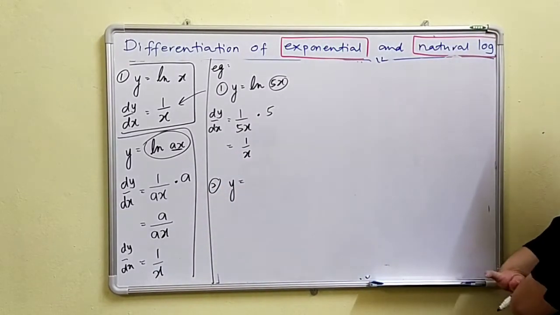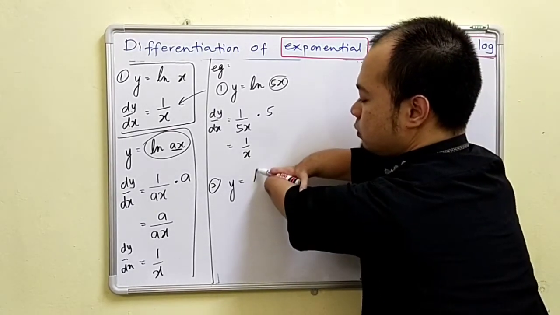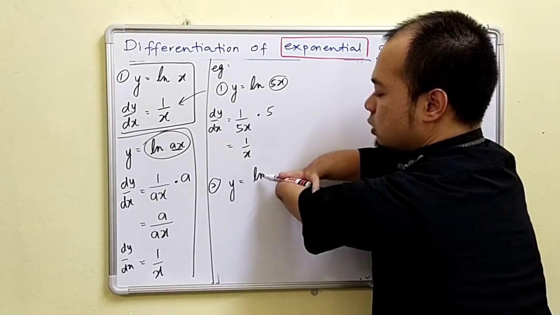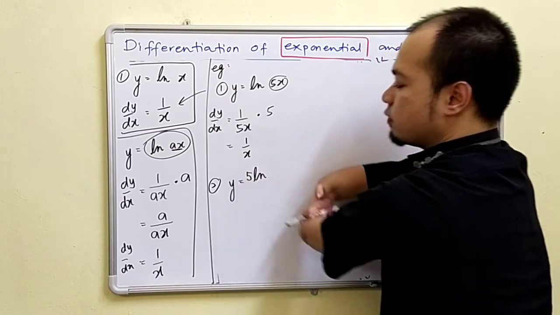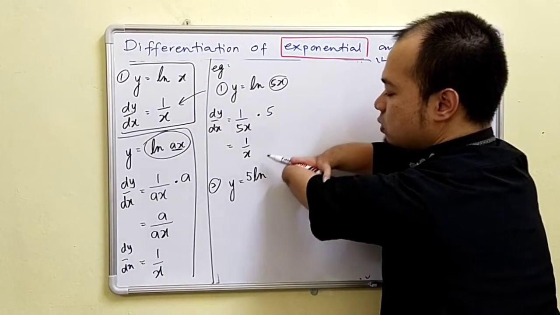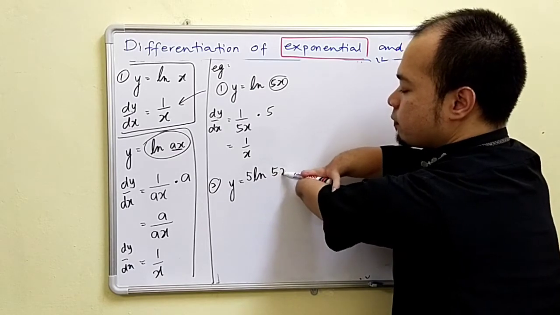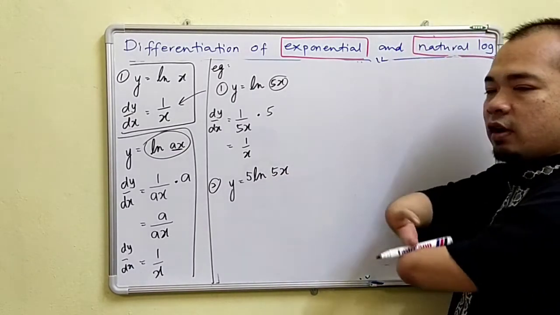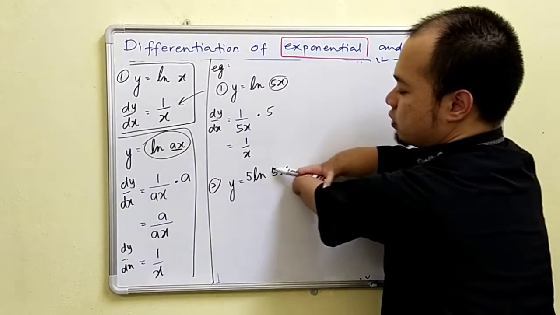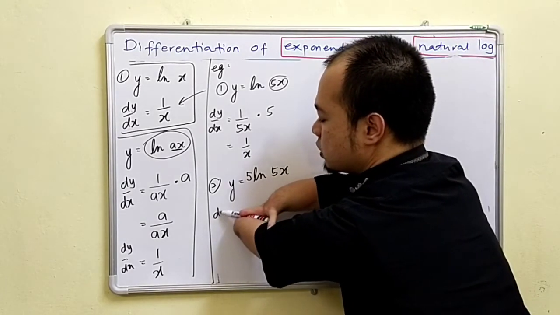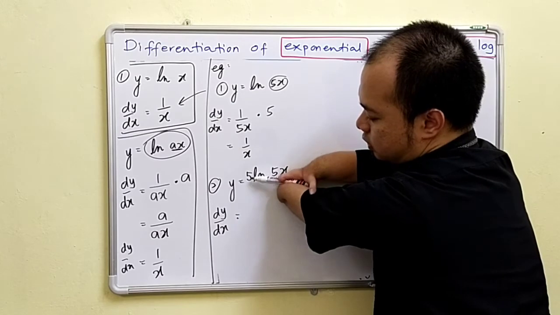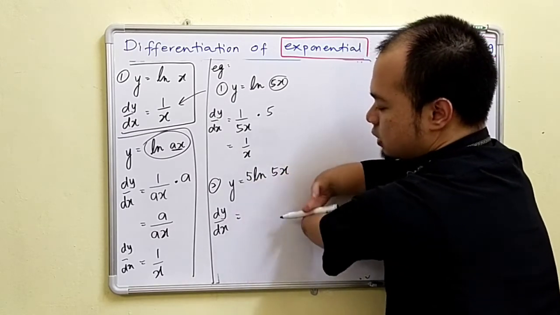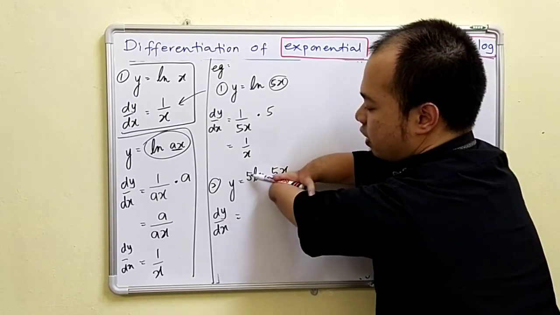Okay, what if like this? y equal to, let's say, let's put a constant in front here, 5 ln 5x. Okay, 5 ln 5x. So in order to differentiate this one, as usual, this is the constant. So the constant remain. So 5 ln 5x.